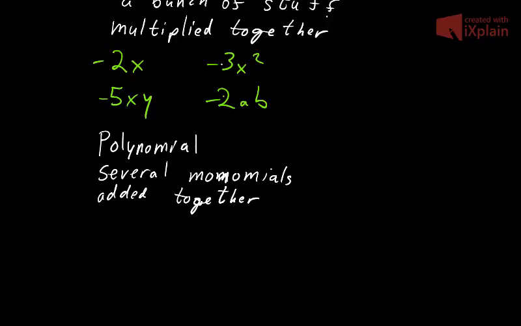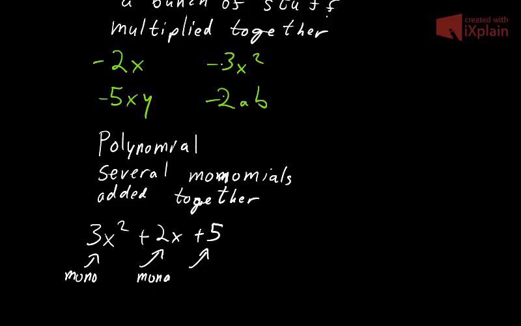So an example would be like 3x squared plus 2x plus 5. All of these are monomials. Mono, as in one. But you put the 3 ones together and you have many things, and so we call it a polynomial. There's a bunch of different numbers added together.